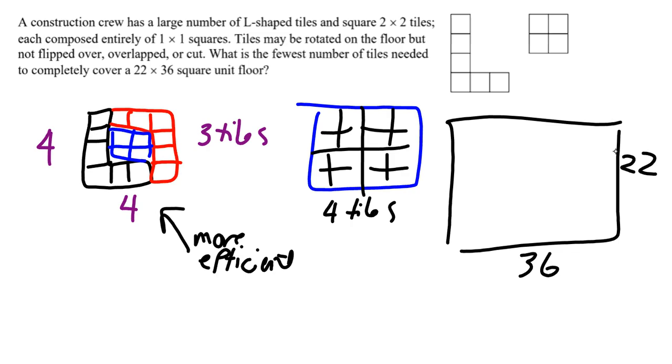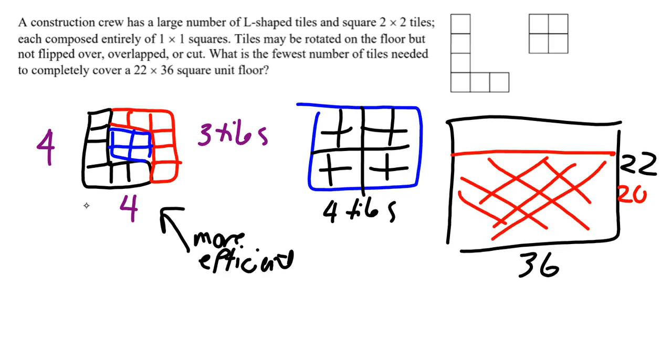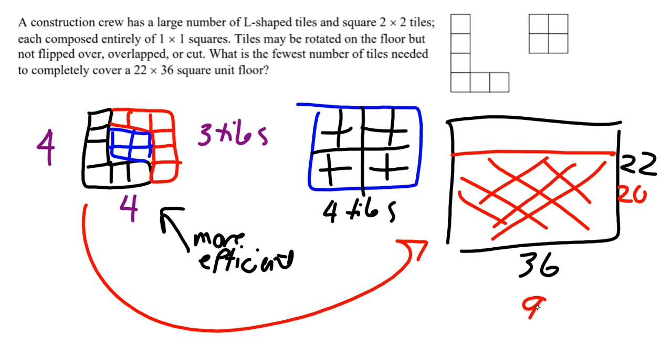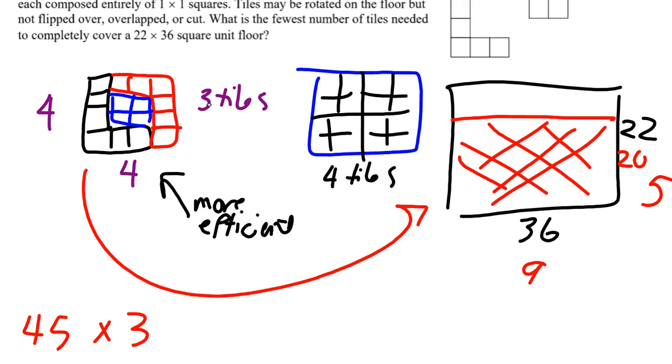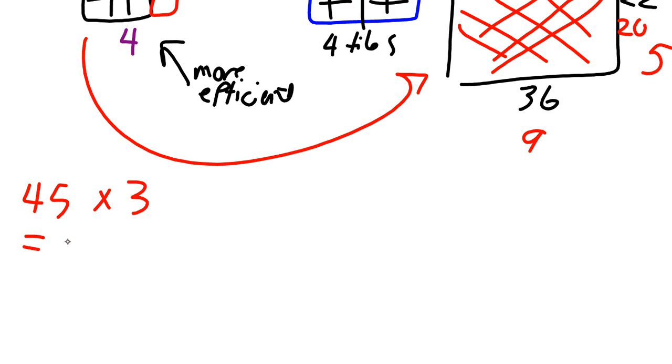4 does not go into this. So I'm going to end up with something like this where 4 goes into 20. So I'm going to fill this space in here with a bunch of these. And I'm actually going to have 9 going this way, and I'm going to have 5 going this way. So I'm going to have 45 of those tiles. 45 of these ones that were 3 tiles, right? The shape, 45 of this shape. And that's going to be 135.